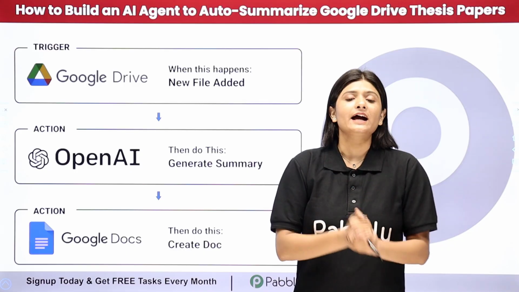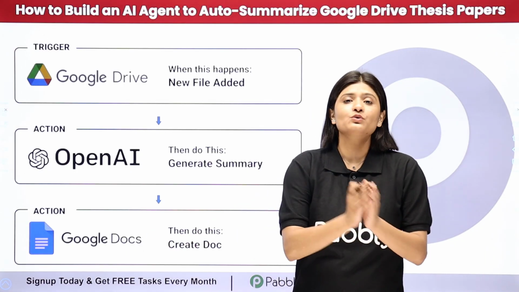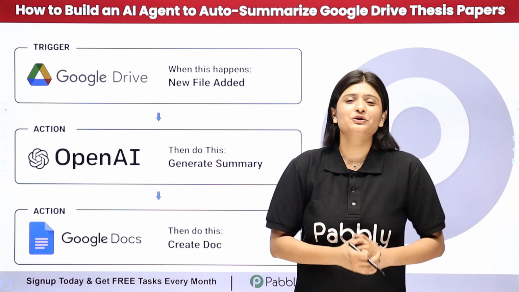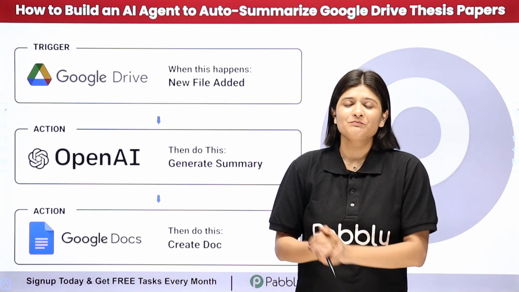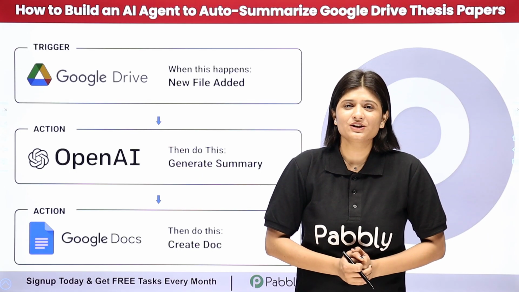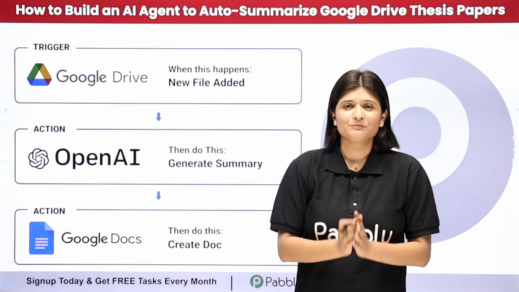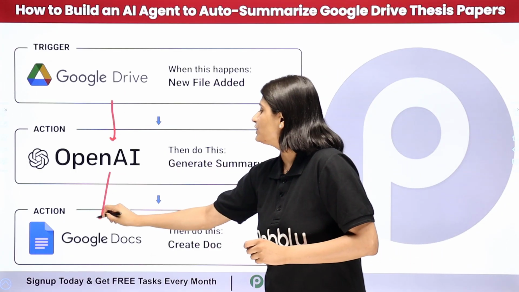Here I'm going to use my AI agent as OpenAI, and then the doc should be automatically created in my Google Docs. Doing this manually will consume a lot of time, so I'm going to completely automate this process. To do this automation, I'm going to use Pabbly Connect. Pabbly Connect is an amazing automation and integration software which requires no coding or programming skills. Here I just need to build a connection between Google Drive, OpenAI and Google Docs.